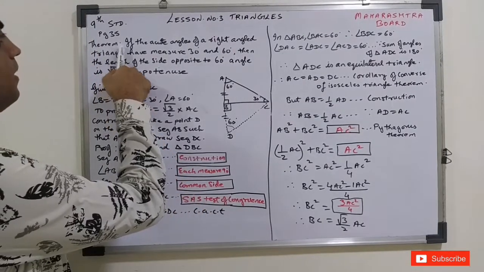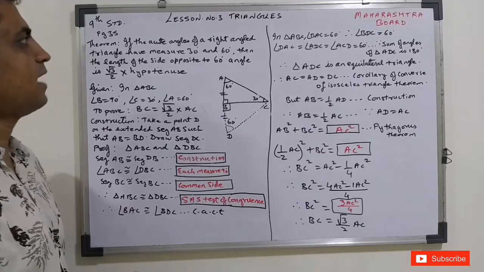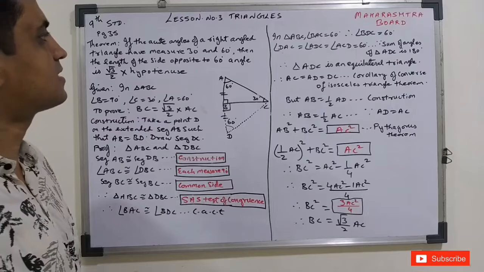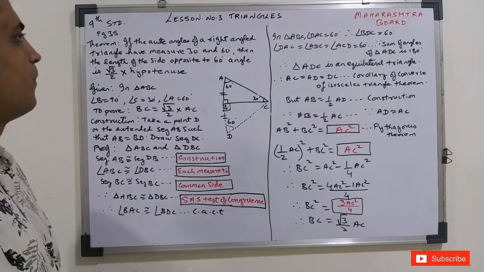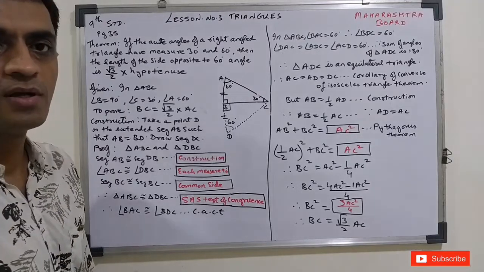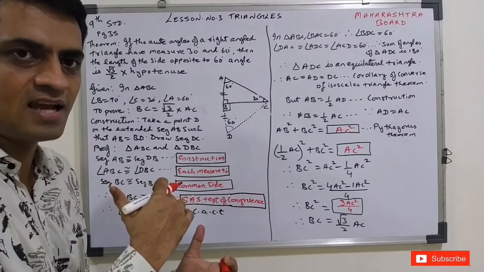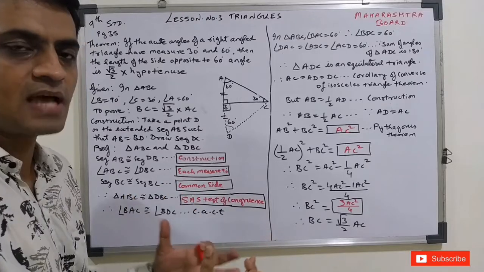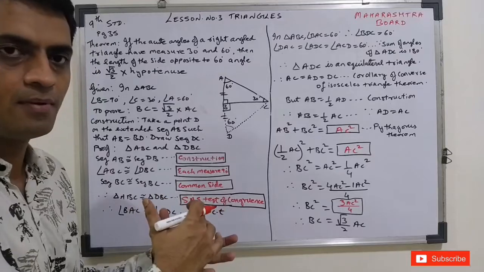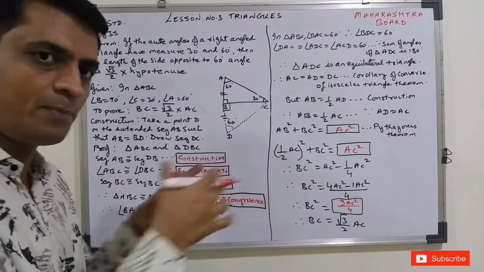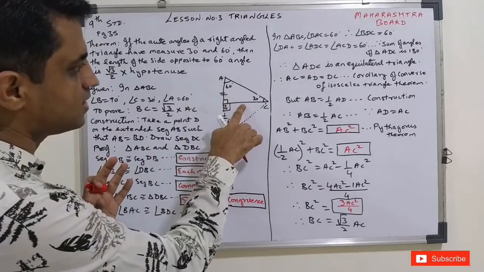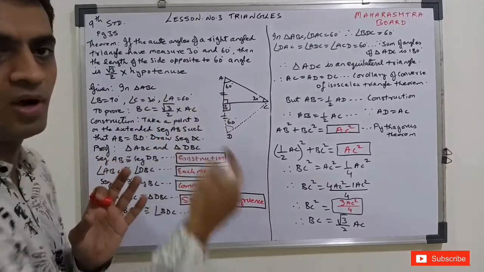Now, the theorem here again: if an acute angle of a right angle triangle is 30 degree and 60 degree, then the length of the side opposite to the 60 degree angle is root 3 upon 2 into hypotenuse. Earlier we proved the 30, 60, 90 degree theorem, that the side opposite to 30 is half of the hypotenuse. Now it is the same part of the theorem, but now they ask that the side opposite to 60 is root 3 upon 2 into hypotenuse.